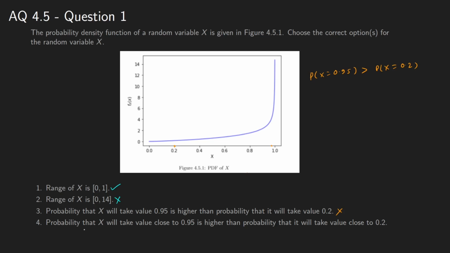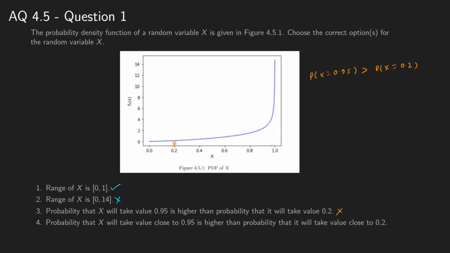Coming to the fourth option, the probability that x will take value close to 0.95 is higher than the probability that it will take value close to 0.2. Yes, that might be correct, because whenever we are talking about a continuous random variable, we can only talk about the probability that the random variable will take values somewhere around that value. So at 0.2, we cannot talk about the probability, but we can talk about the probability that it will take values around here. Suppose we take some small range around 0.2, and it will represent the probability that it will take values in this range.